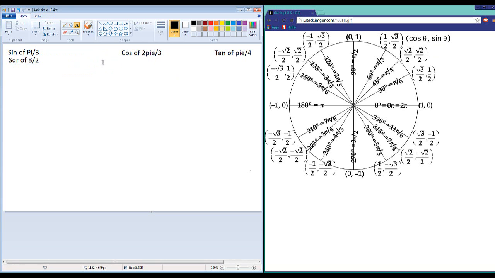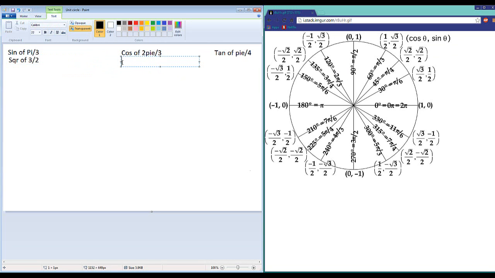So now we have cosine. 2 pi divided by 3 is right there. The cosine is, of course, the first one. So the answer for that is -1 divided by 2. Easy, easy.